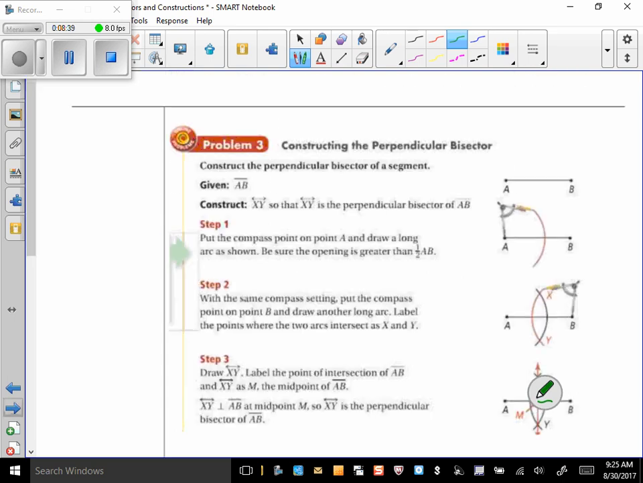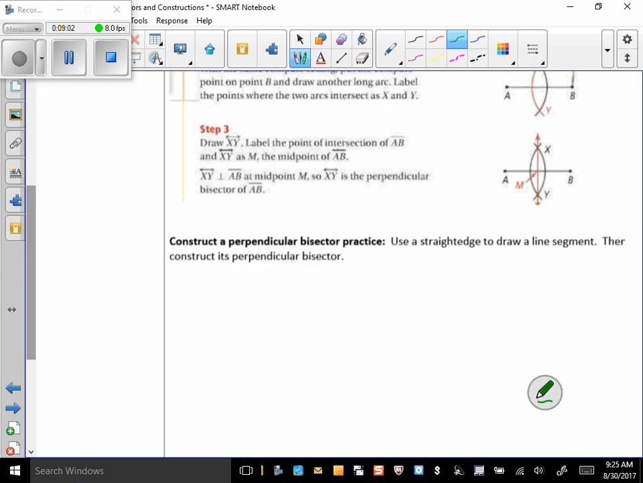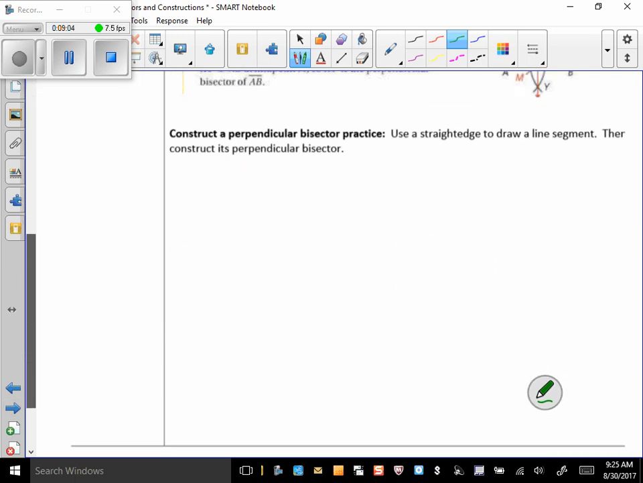Okay, then I want you to go on to the next one where you construct a perpendicular bisector. Follow the instructions. These are very good instructions and they're in your textbook. You can also find all sorts of videos on YouTube and probably even Khan Academy that go through these constructions with you if you need to see someone actually doing it. So construct the perpendicular bisector, and then I left you a space below to practice doing it yourself.